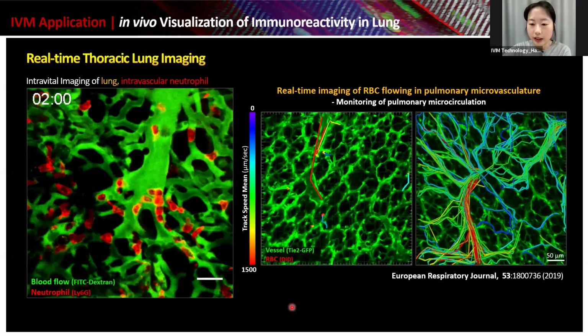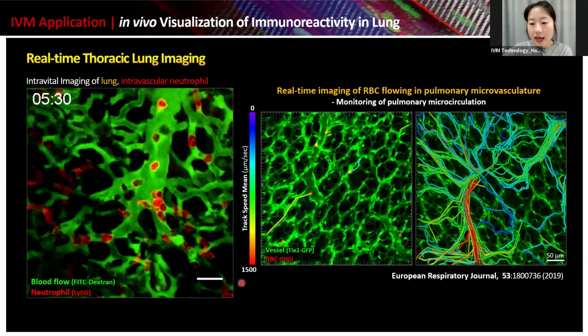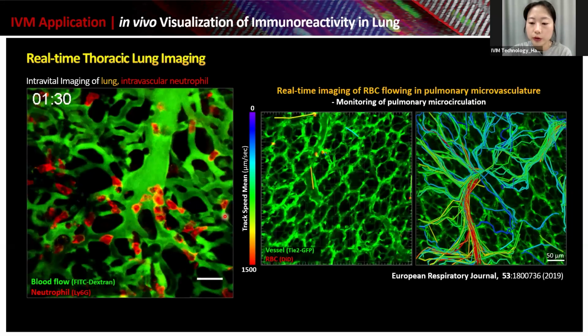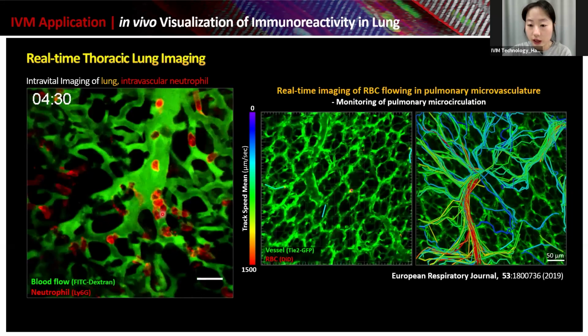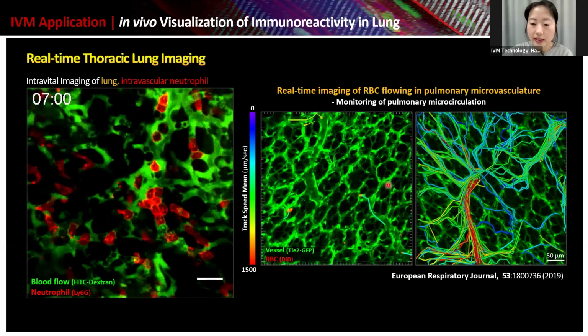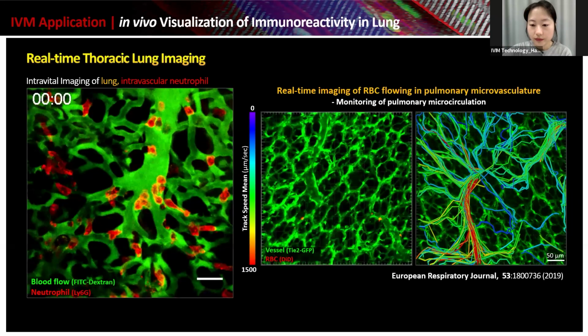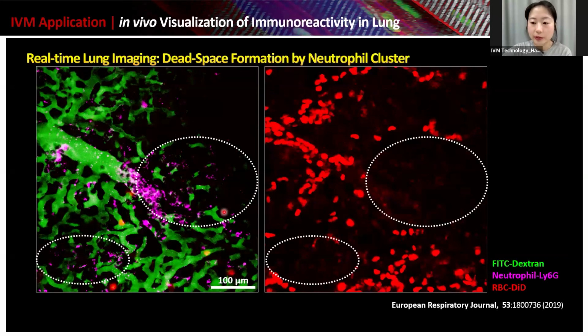In this application, we aim to visualize dead space formation and reactive oxygen species release in a sepsis-induced lung injury model. Within the pulmonary vessels, you can see rapidly moving erythrocytes labeled with DiD as they circulate through the microvasculature. And on the left, red-colored neutrophils are shown accumulating in the branching region where an arteriole transitions into a capillary. These cells form a distinct cluster reflecting the inflammatory response characteristic of sepsis-induced vascular injury, which is called the dead space.